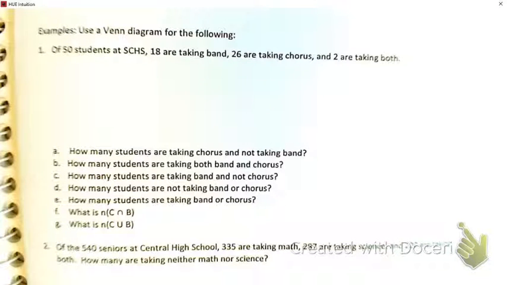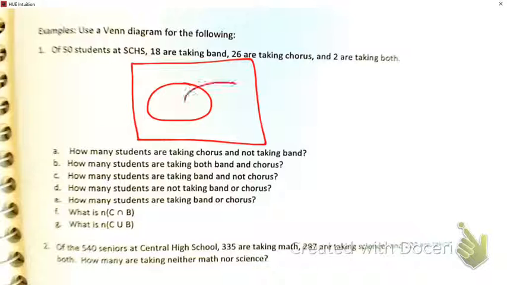Okay, so we have 50 students that we're looking at at South Caldwell. So where would the 50 go in this Venn diagram? At the outside. So 50 goes here because that's the number of people we're looking at. 18 people are taking band, 26 are taking chorus, and 2 are taking both. So what number do we start with? The 2 in the middle. Good. So I'm going to label it band and chorus. We have 2 in the middle because 2 of them are taking both.